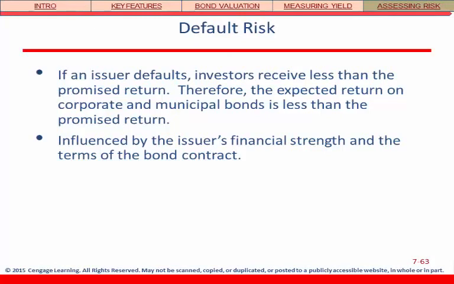So some important things to remember about default risk. If there is a default, you're probably going to get less than what you were promised. Therefore, you're going to have a lower expected return for, say, corporate bonds or muni bonds than you would with treasury bonds, because you're pretty much guaranteed with treasury bonds. In fact, we often use the treasury bill for the risk-free rate. Okay.